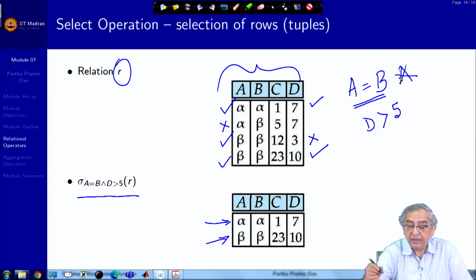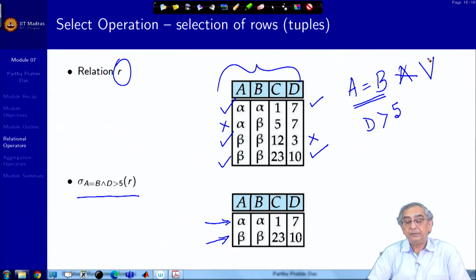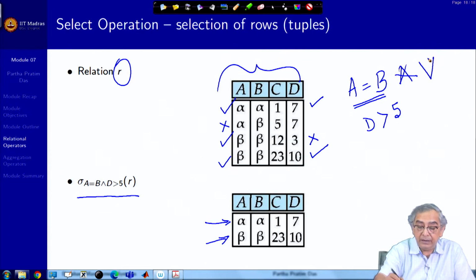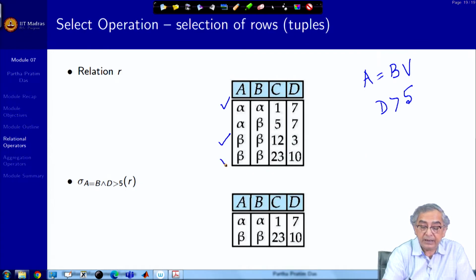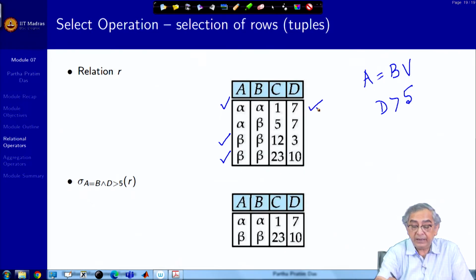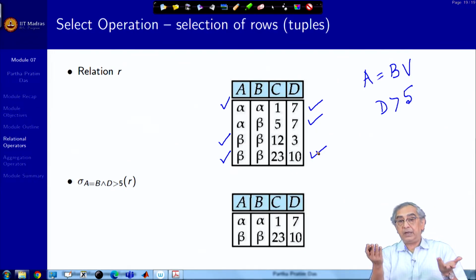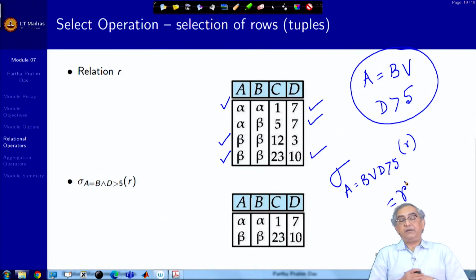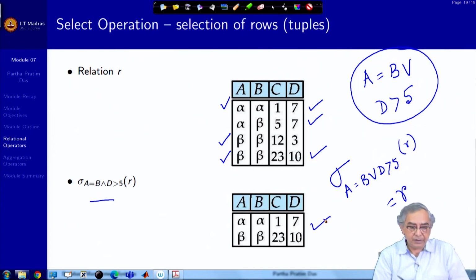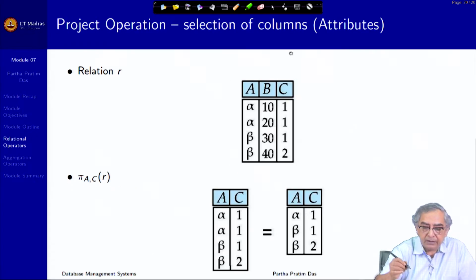What would have happened if instead of this I would have OR? If I have A equal to B or D greater than 5, A equal to B will take this, this, and this. D greater than 5 will take this and this, and it is OR, so any one of the conditions has to be satisfied. So, if I do a select of A equal to B or D greater than 5 of R, then I will get the whole R itself. That is possible, but here it is AND, so I got a smaller relation. So, selection is a very important thing. You can select one specific tuple out, or you can take a set of tuples out.